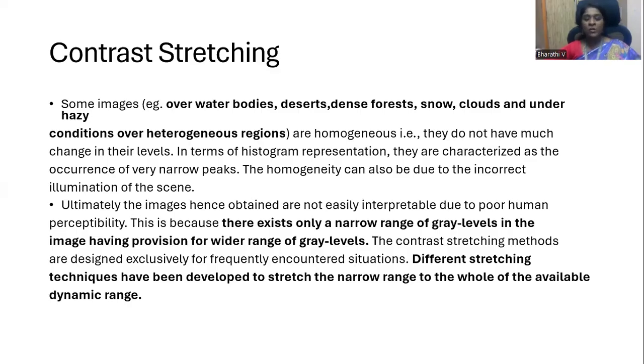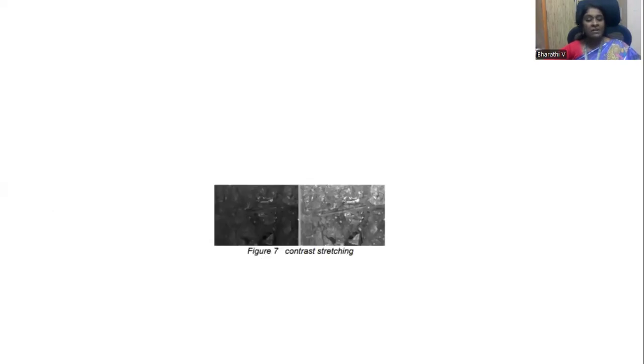The first method is contrast stretching, which has been developed to stretch the narrow range to the whole of the available dynamic range. That is what contrast stretching means. It exists when only a narrow range of gray levels is in the image, while there is provision for a wide range of gray levels. Sometimes the inhomogeneity can also be due to uneven illumination of the scene. This is one of the methods of image enhancement. If you look at the example shown, the contrast stretching provides better clarity than the original image.